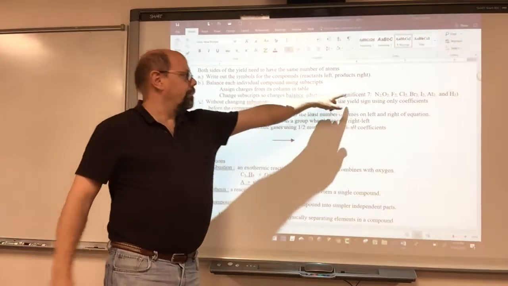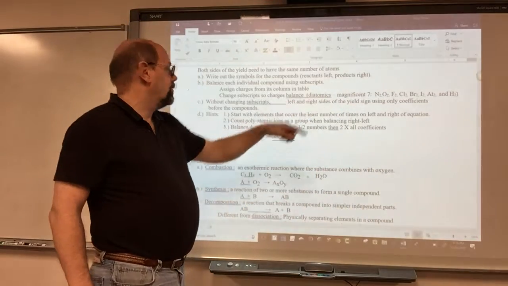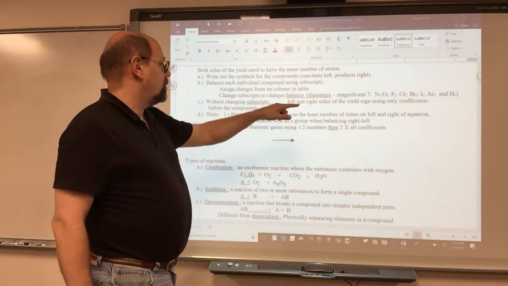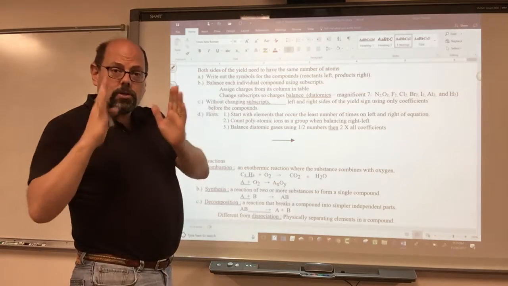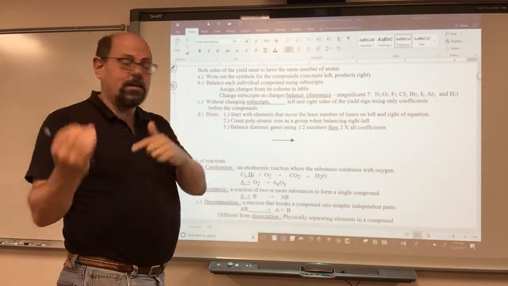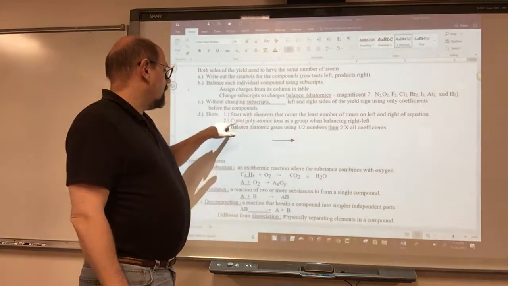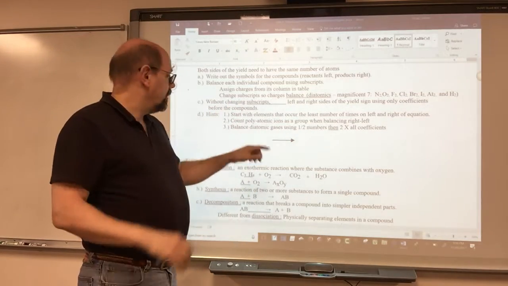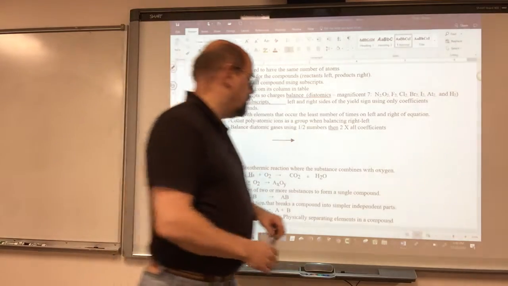Then don't forget the diatomics, anything like H, N, O, F, Cl, Br, 2, all those have to have subscripts of 2's. Once every individual compound's balanced, then balance the left side and the right side. Start with elements that occur the least number of times, count the polyatomic ions as a whole group, and then finish off by making sure that the diatomic gases have doubles in there.